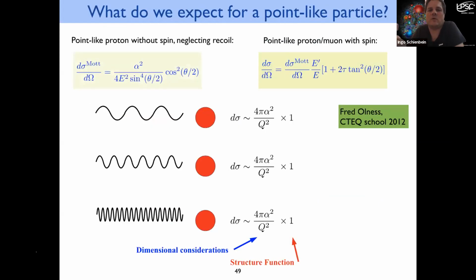So what do we expect for a point-like particle? And that's a slide from Fred Olness. So we try to resolve a point-like particle, and the cross-section will be just 4 pi alpha square over q square times 1. Just for dimensional considerations, 4 pi alpha square over q square, and 1 because we don't see any structure. Now we increase the energy, smaller wavelengths, but since the proton is point-like, we don't resolve anything. The cross-section would be the same. If we further increase the energy, it's the same. We don't resolve anything if it's point-like, and the structure function would be the same.